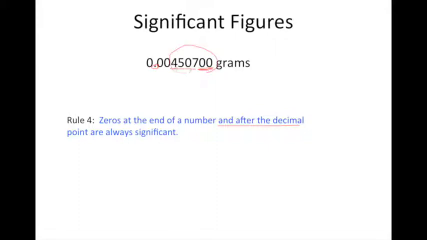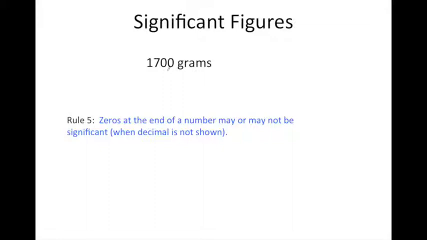So to answer our question, how many numbers are significant? How many significant figures do we have in this number? We would have 1, 2, 3, 4, 5, 6. 6 of these digits are significant. These 3 are not significant. They're just placeholders. And there's one other rule that can be a bit confusing.